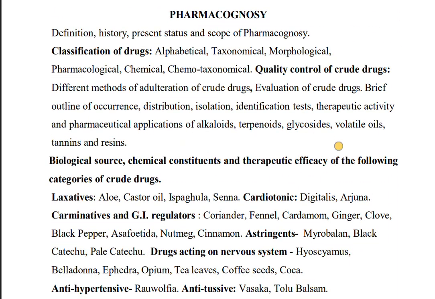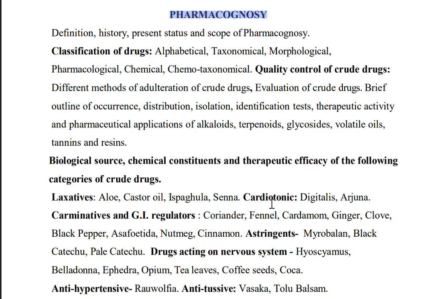The next high-yielding topic is pharmacognosy. In pharmacognosy, we have several crude drugs. We have to focus on the structure, the synonym, and which part is used, whether root, bark, leaves, flowers, or anther.